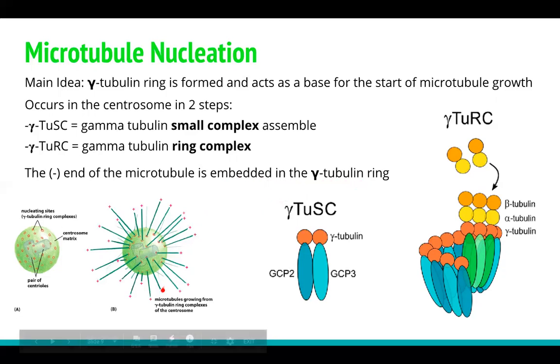So here you have a picture of the microtubules, and they're growing out of the tubulin rings, which are the little red circles, if you can see them. They're kind of small. And then here is the beta and alpha tubulin stacking onto the gamma tubulin to form the 13 circle protofilament.